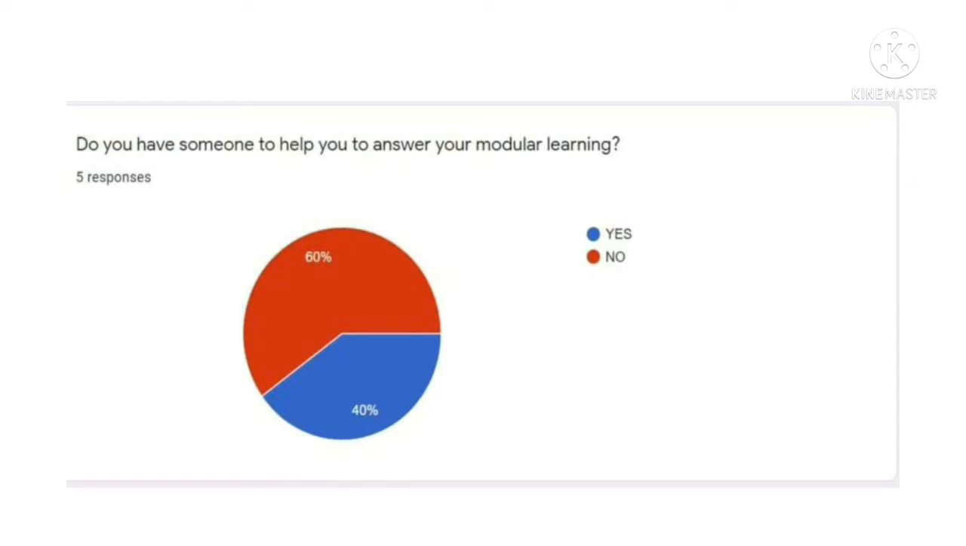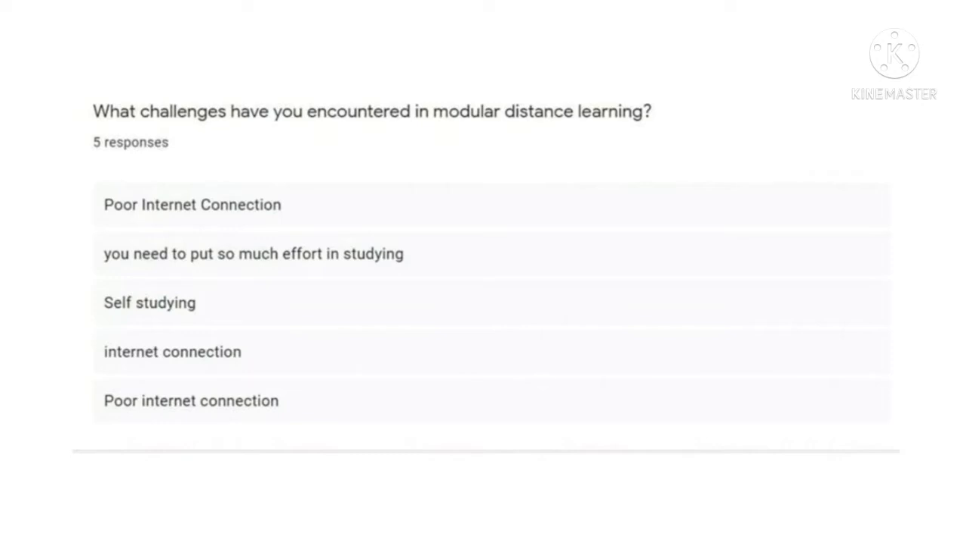The next question is, does someone help the students to answer their module? The choices are only two, which are yes or no. In the graph, we see that 40% answered yes and 60% answered no. Therefore, the majority of the respondents do not have someone to help them answer their modules. The next question is about the challenges that they have encountered in modular distance learning.